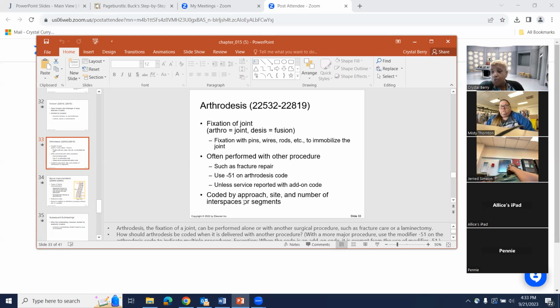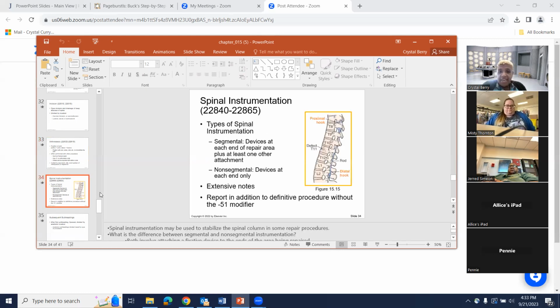Arthro, if somebody says arthro, you automatically know that's a joint. Desis, you already know that's fusion. Fusion means what? Putting together. So those are things you would have to know with prefixes and suffixes. And it's showing you here types of spinal instrumentation, and it's showing you on the pictures.